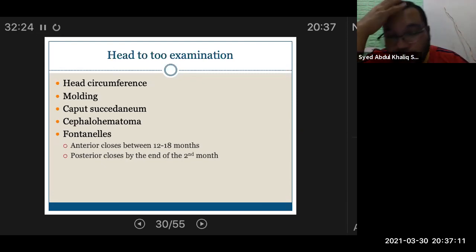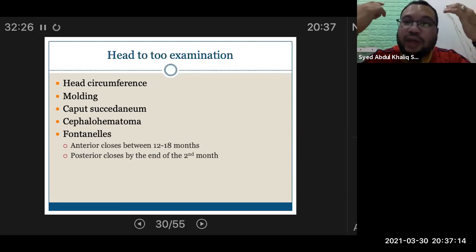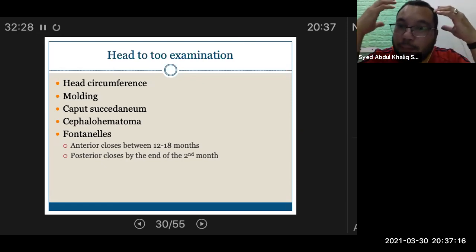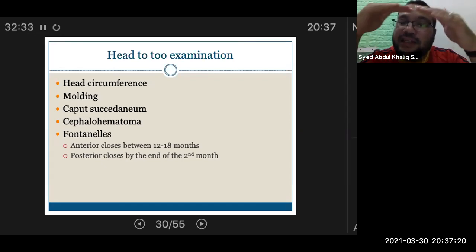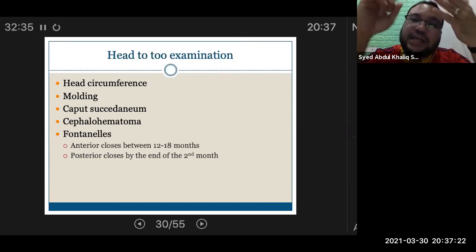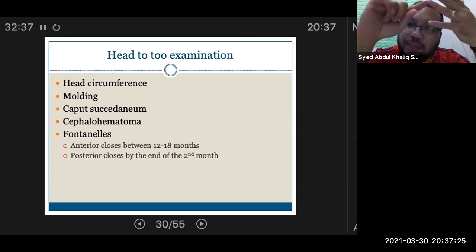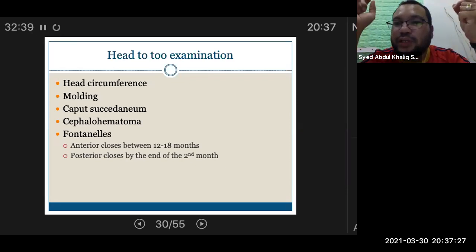You look at whatever head circumference, is it okay? Whether there's any molding, you look for caput. Caput basically is edema. You look for bleeding under the scalp. So bleeding under scalp ni ada dua lah basically. Satu cephalhematoma, the other one is subaponeurotic hemorrhage.